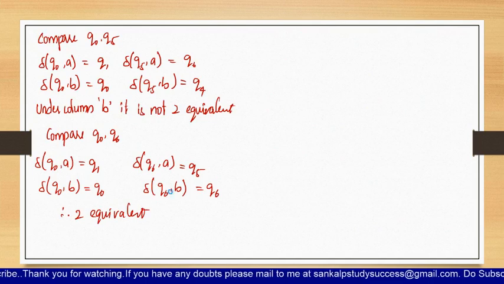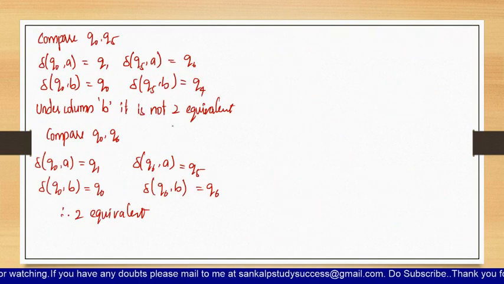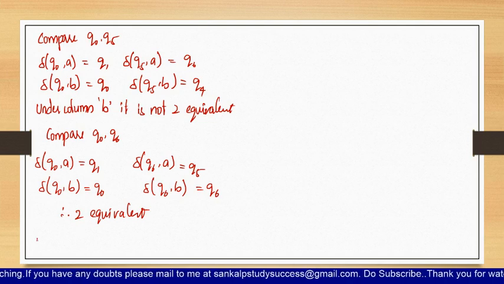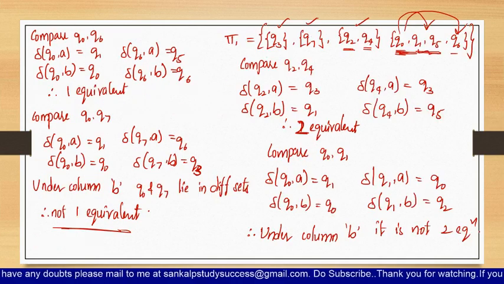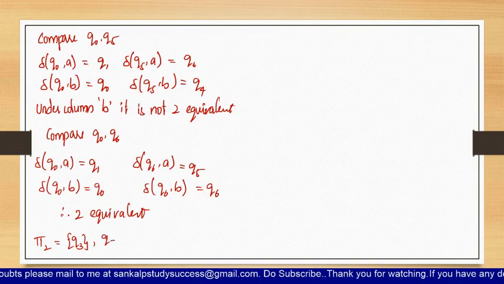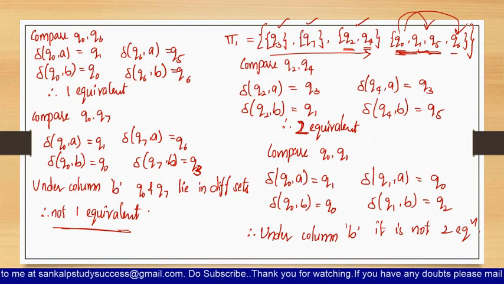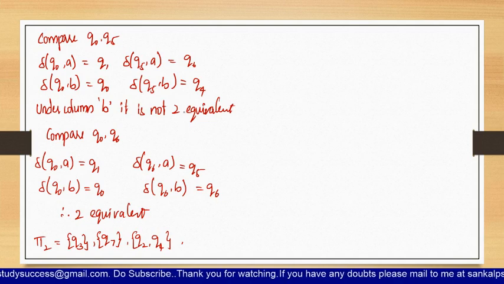So Q0, Q6 and Q2, Q4 are 2 equivalent, but Q0, Q1 and Q0, Q5 are not 2 equivalent. So let us write pi 2. The first 3 sets are as they were in pi 1: Q3, Q7, Q2 and Q4 are as it is. But Q0, Q1 are not 2 equivalent under column B, and also Q0, Q5 are not equivalent under column B.